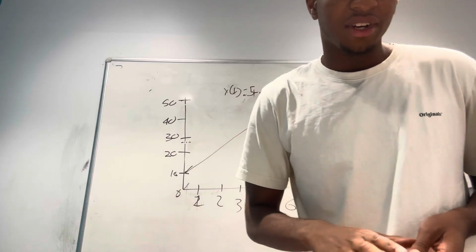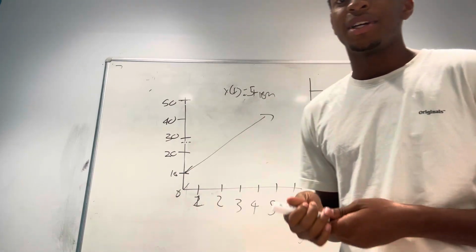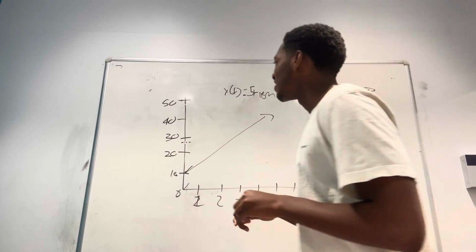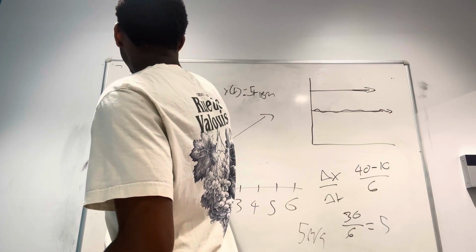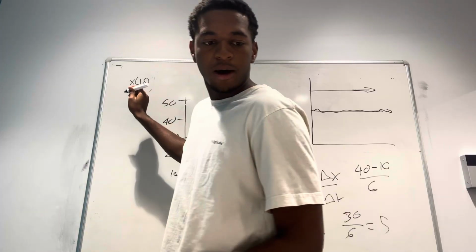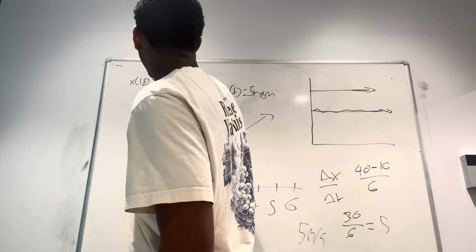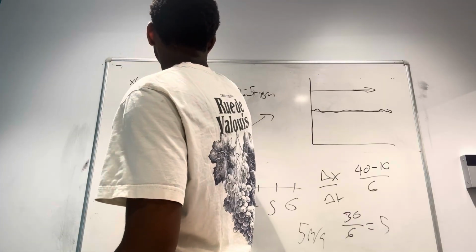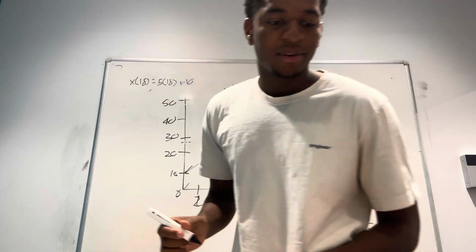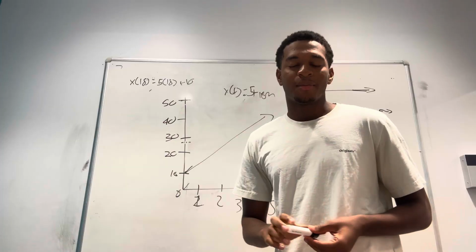And then what is Flipper's position at 18 seconds? So we can just fill this in by using 18 seconds. So we will have x of 18 equals 5 times 18 and then plus 10. And then that will give us 100 meters.